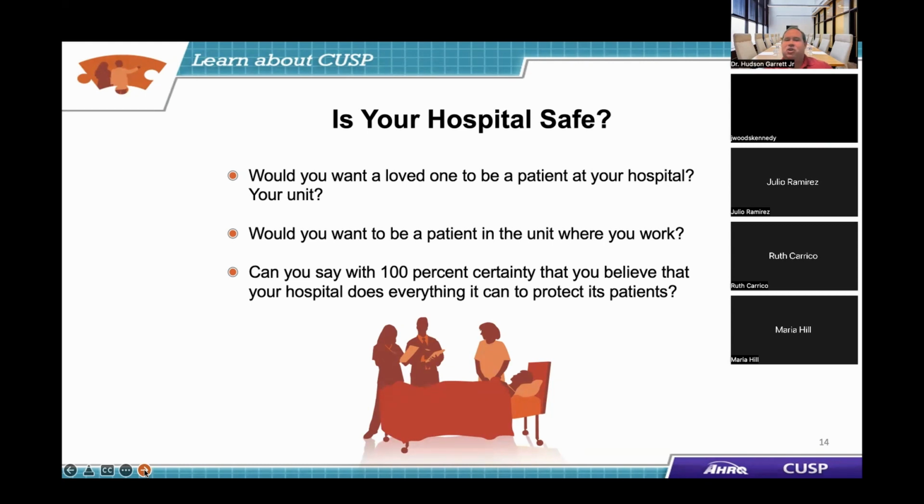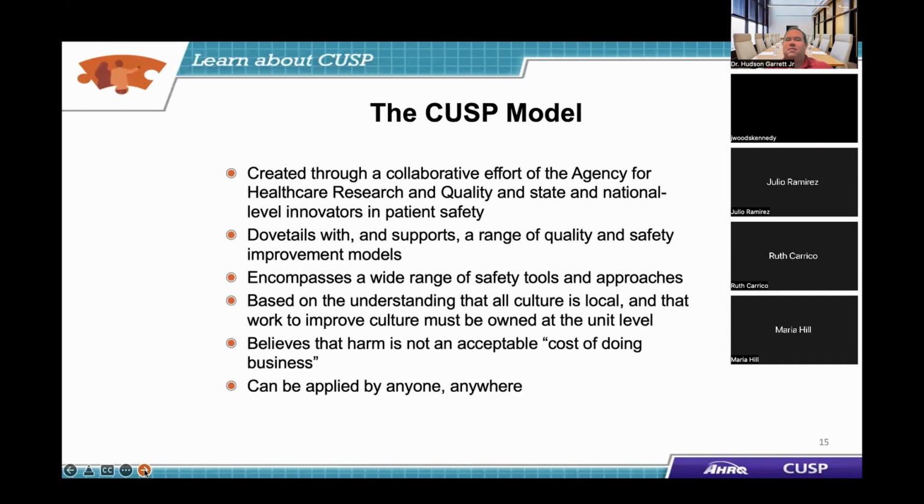Sometimes I get a very, very strong, adamant, absolutely. I feel 100% confident in the care that my facility provides. That's fantastic. I also get the flip side of that quite often where people say, probably not, right? And my question is if you knowingly have that answer, what are you doing about it, right? And people will often say, well, I'm only one person. And that's where CUSP comes in. It's that Comprehensive Unit-based Safety Program that relies upon all of the people that are in the organization and in the unit to really drive that change.